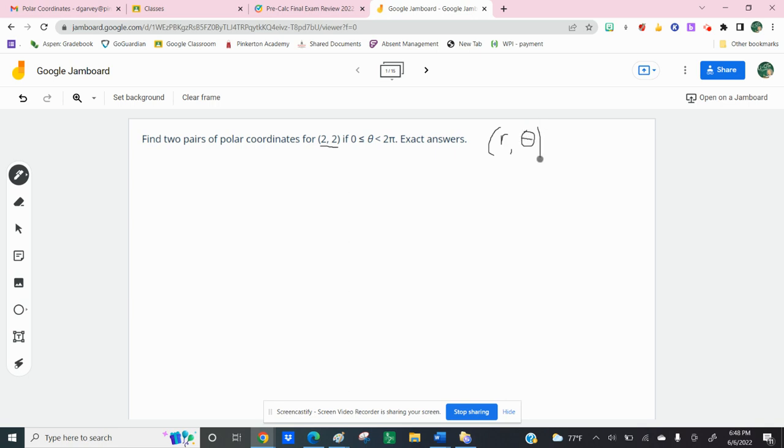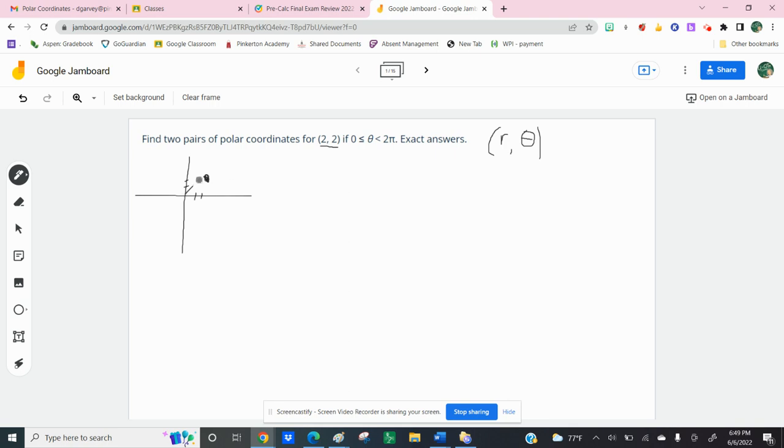That would be polar coordinates. So you have to think about what's going on. If this is rectangular coordinates, I'm going to go over 2, up 2. So this here is where this point would be. All right, and so remember, the first thing I need is the radius.